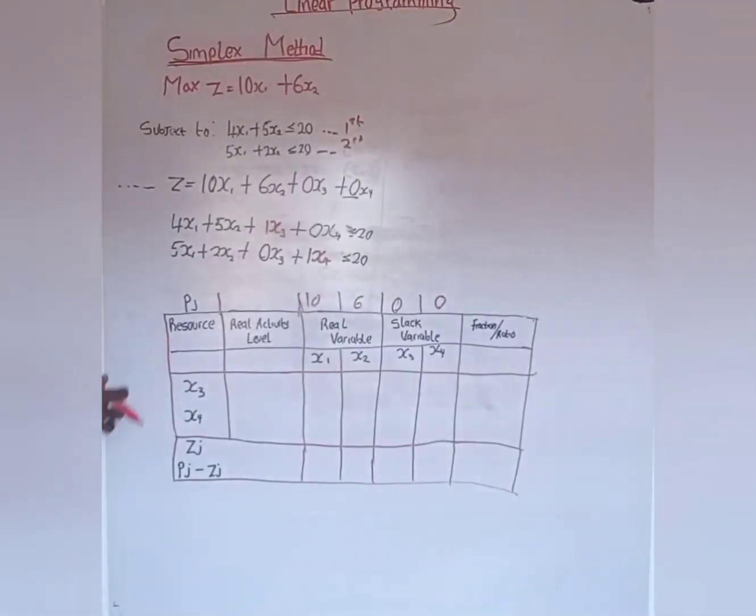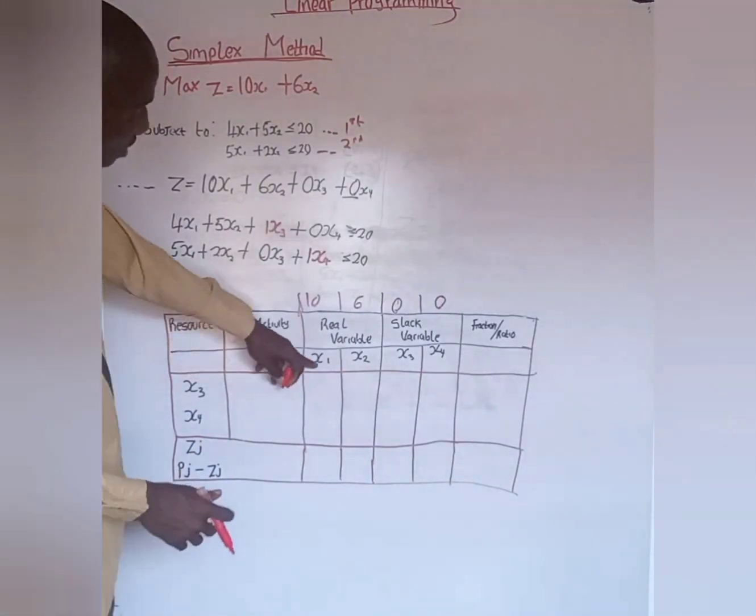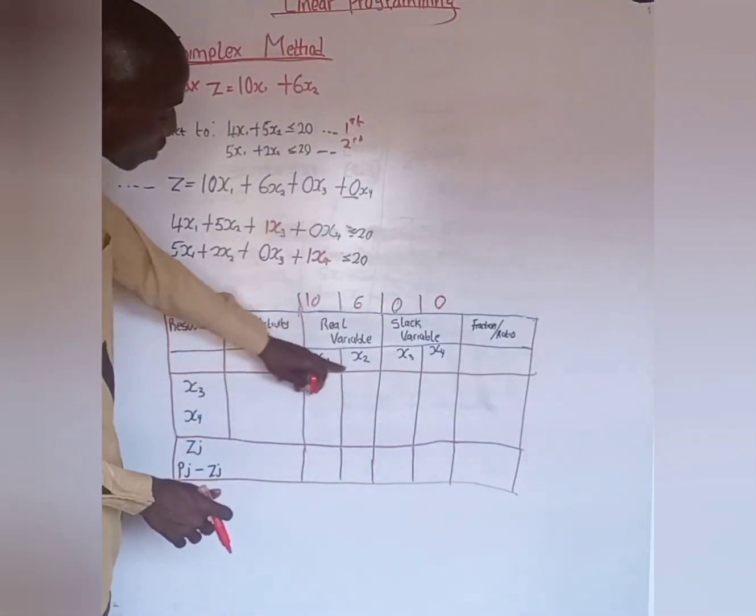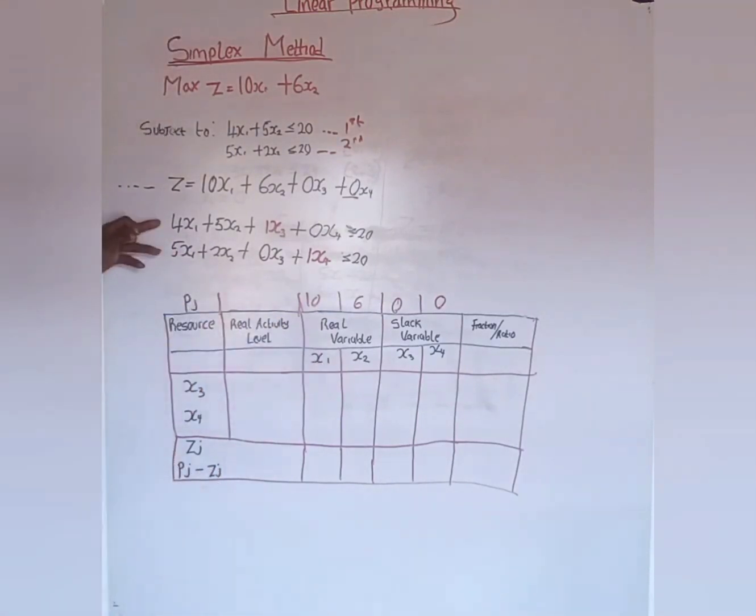So now let's proceed with our calculation. If you look at this, we have variables x1 and x2. Go back to your standard constraints. If you look at our standard constraints.